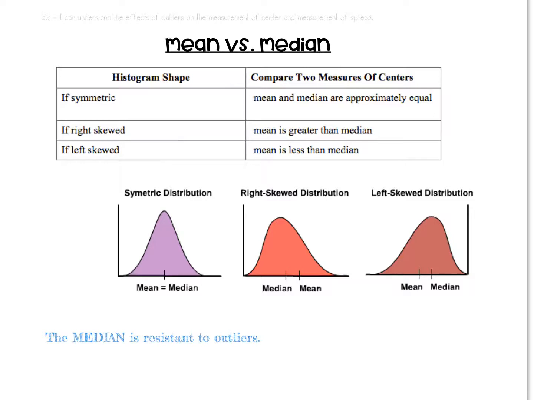Whereas the median just looks at the middle number. So the largest numbers and the smallest numbers can be really, really big or really, really small. I don't care about their values, I only care about position. So when I have outliers, the median is going to be more resistant to those.